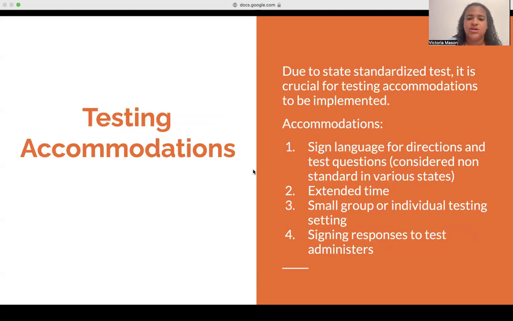And then for testing accommodations, due to state standardized tests, it is crucial for testing accommodations to be implemented. So some accommodations include sign language for directions and test questions. Although these two accommodations can be considered non-standard because it affects the scoring and interpretation of the test. Then we have extended time, small group or individual testing setting, and signing responses to test administrators.